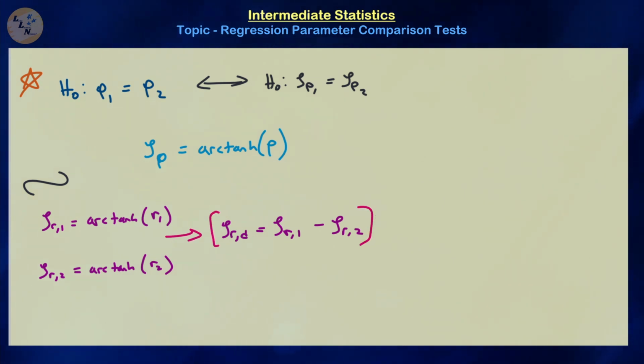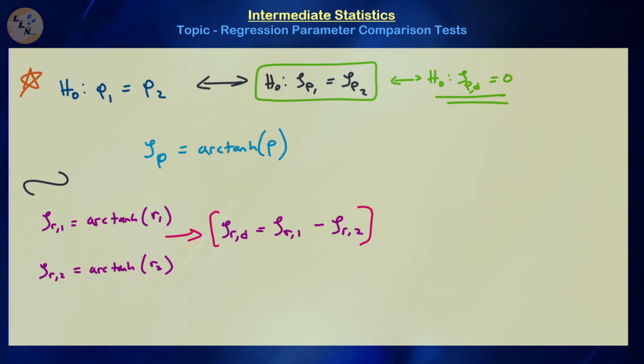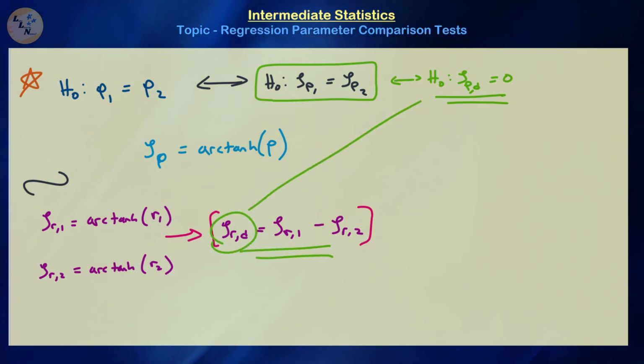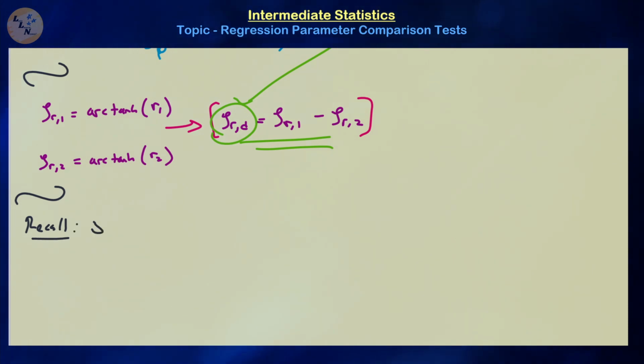So notice that this hypothesis is true if and only if what? If and only if their difference, zeta rho d, is equal to 0. So that's what we're pretty much working with, and that's why we're using this as a point estimate for that transformed parameter. So what is the standard error for a single Fisher transform? Let's just recall that in case you don't already know. The standard error for the Fisher transform of a single bivariate sample estimate is going to be equal to 1 divided by the square root of m minus 3.